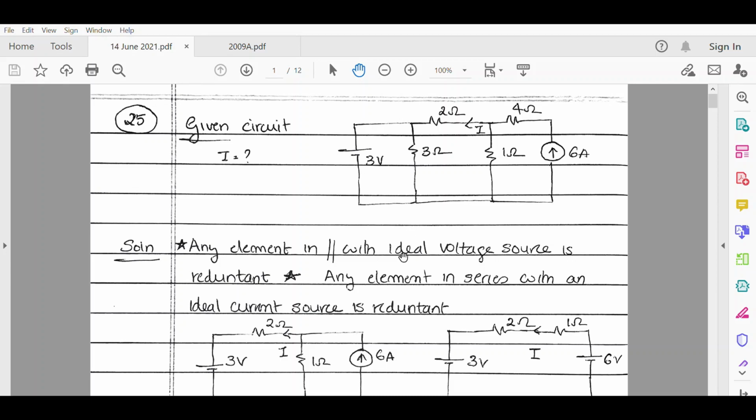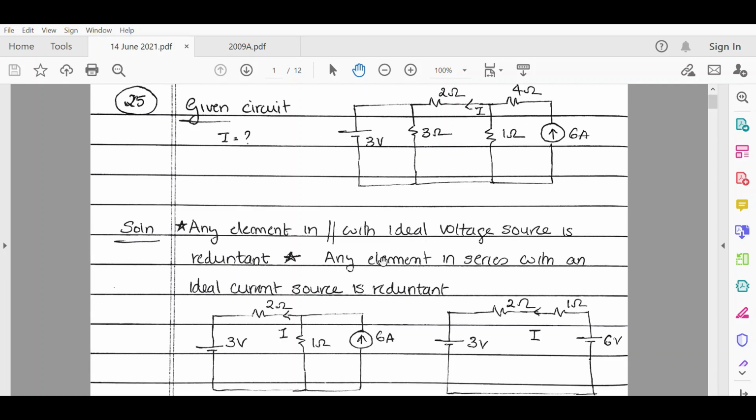The next one is any element in series with an ideal current source is redundant. So we can see an ideal current source over here, a 6 ampere current source, and a resistance is connected in series with this current source. So this resistance is redundant and it is as good as having this current source alone without any resistance. So considering these two concepts, we can simplify this circuit as shown over here.